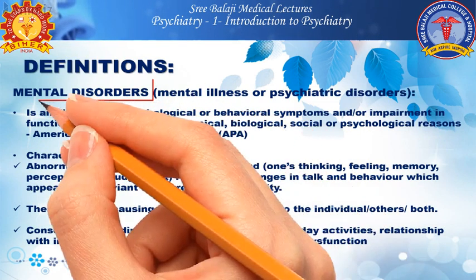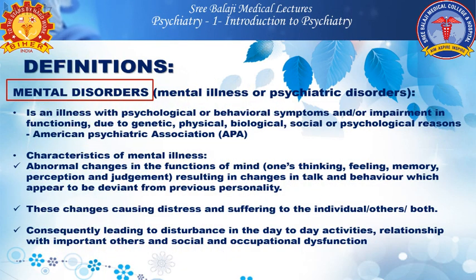Now, what is a mental disorder? Mental disorder is otherwise called as mental illness or psychiatric illness. It is an illness with psychological or behavioral symptoms and or impairment in functioning due to genetic, physical, biological, social or psychological reasons. So, what are the characteristics of mental illness?